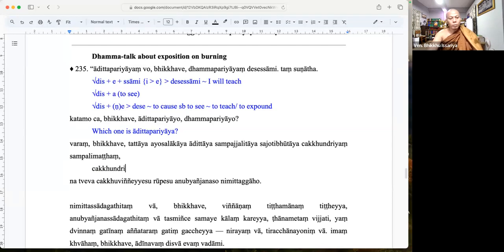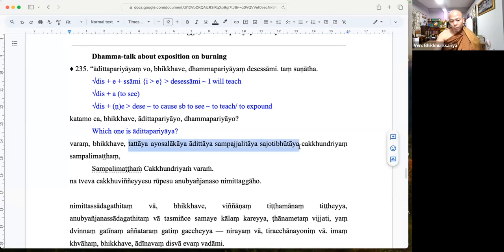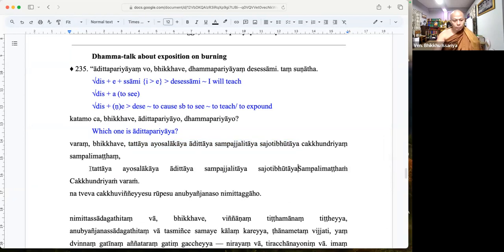So jekho dariyan waran. Okay, jekho dariyan waran. That jekho dariyan is sambali matan, jekho dariyan waran. And also that sambali matan is here for the connected word. So in this way, daya, ayosalakaya. So in this way, the connection analysis.